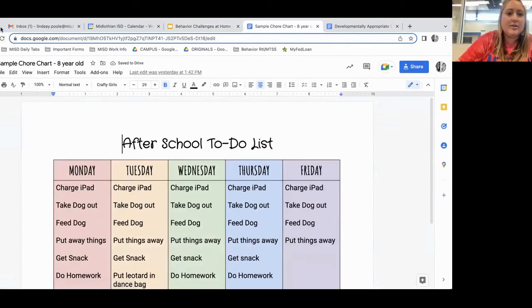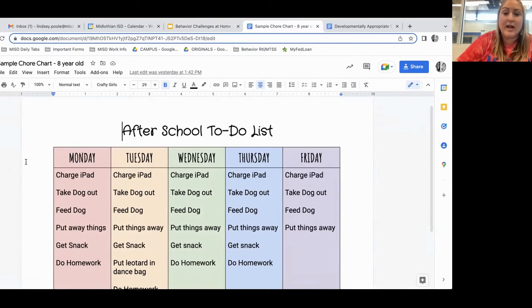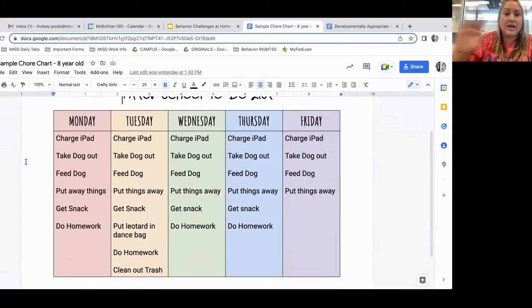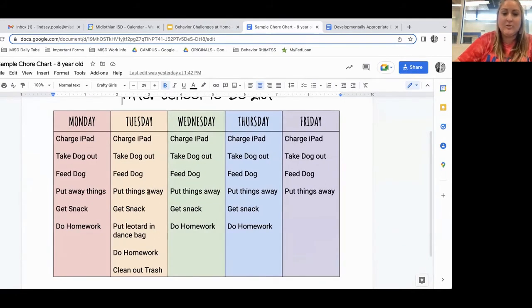And then here is just a sample of an after school to-do list, or you can make this for the summer. This is something that I had created for my daughter, and it's just hanging up on our refrigerator. And it's specific for our family. Obviously, she was in gymnastics on Wednesdays. So on Tuesdays, her job was to put her leotard in the bag, so she was ready for Wednesday after school. And so I just had this organized.